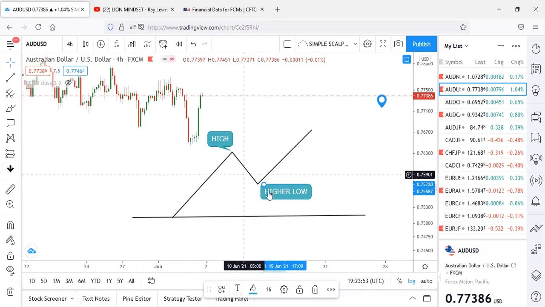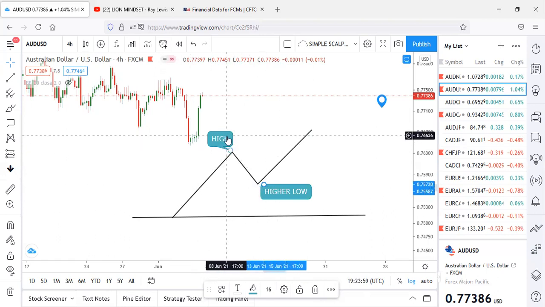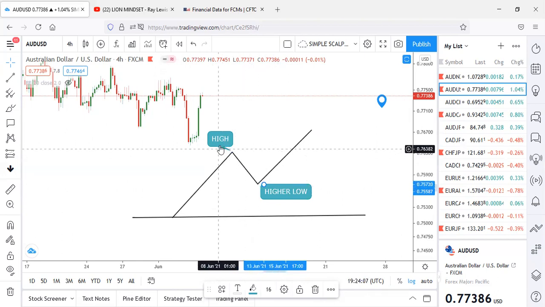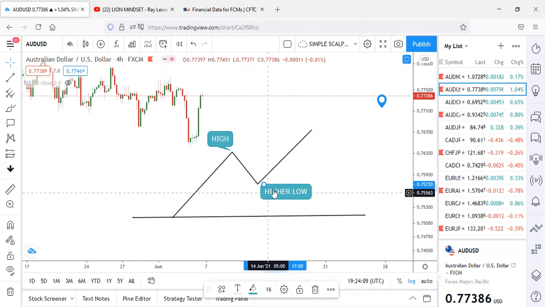So because this low is the first low, we can say this is higher. The low for this high is this one, so it is called a higher low. I hope you understand. The low for this high is this, so this low is called a higher low, all right? So now we have another move up.